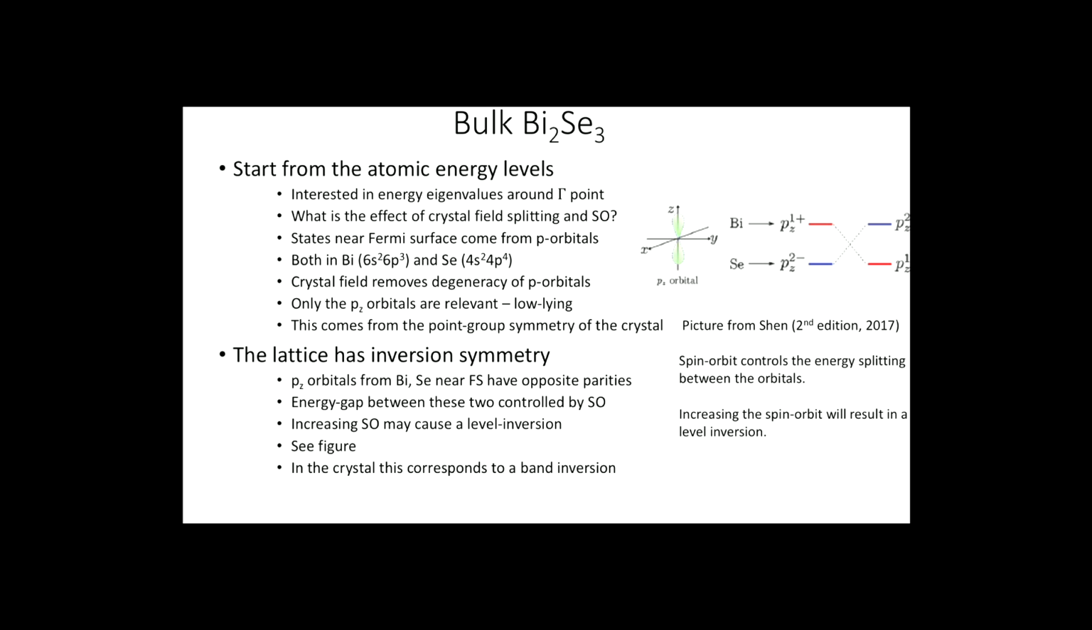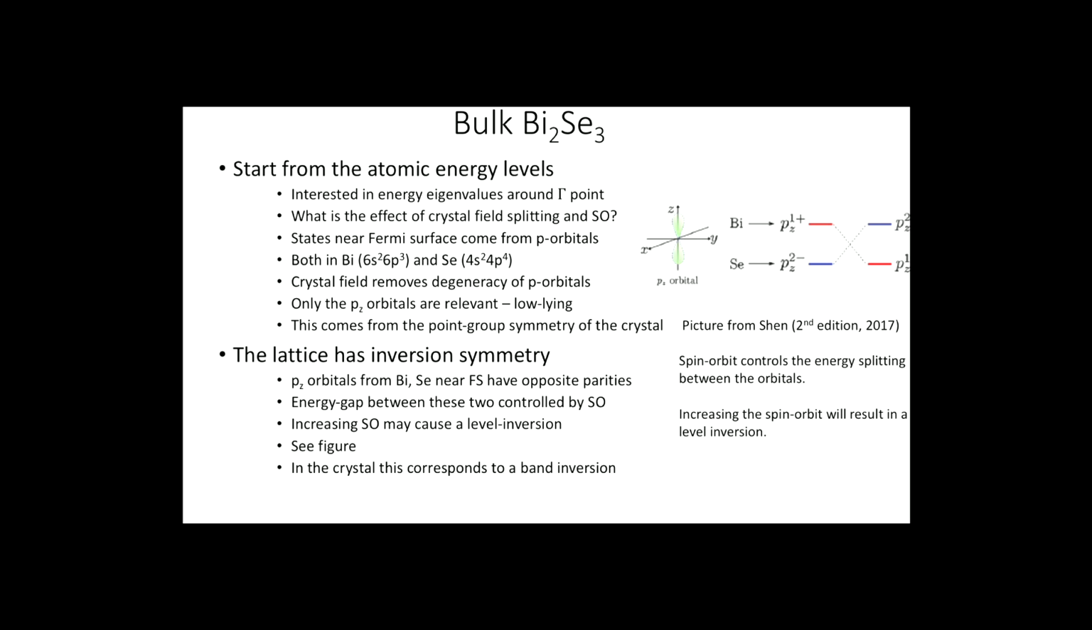So bismuth, right, you have PZ1 plus, that's higher in energy. In selenium, you have something that's PZ2 minus. I'll define these on the next slide, because we're going to be using them to describe the band structure, so I'll save the definition for the next slide. So forget about what 1 and 2 mean right now. Plus and minus just tell you how they change under parity.